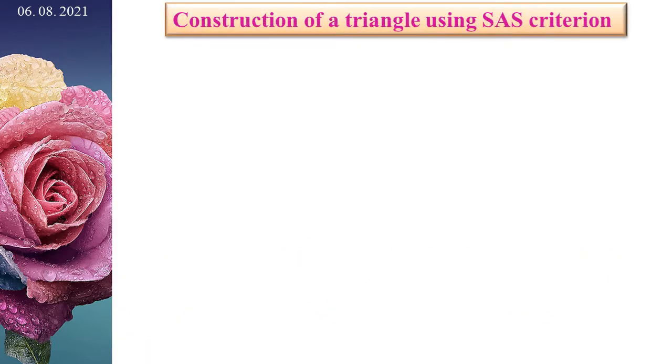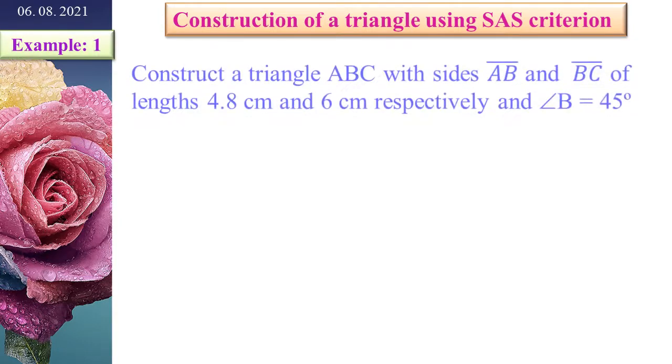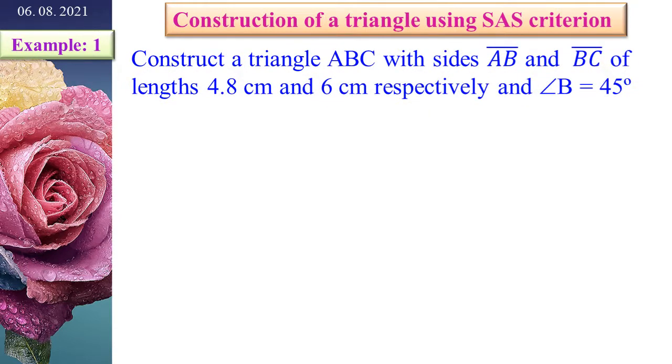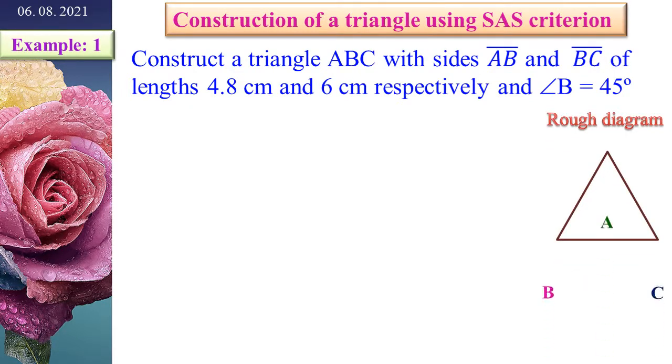Let's see construction of a triangle using the SAS criterion. Example 1. Construct a triangle ABC with sides line segment AB and line segment BC of length 4.8 cm and 6 cm respectively and angle B equal to 45 degrees. Before starting the construction, we will draw a rough diagram. Triangle ABC, BC equal to 6 cm, AB equal to 4.8 cm, angle B 45 degrees.